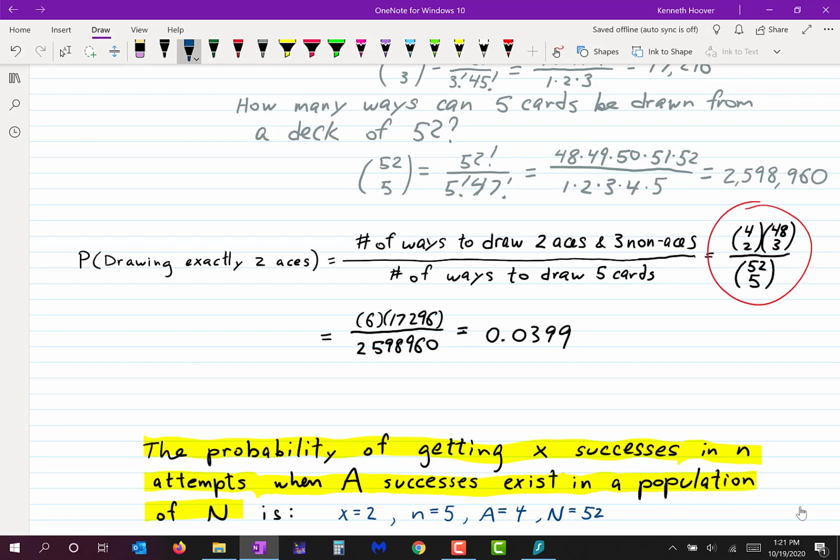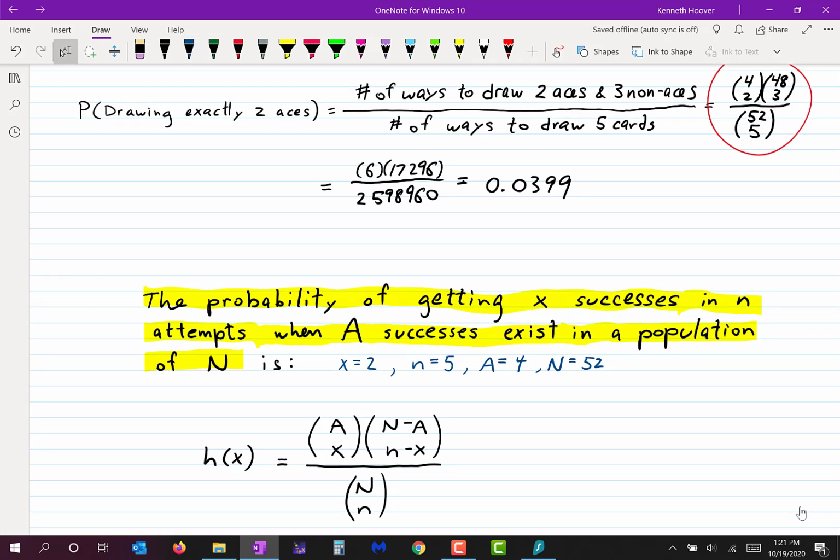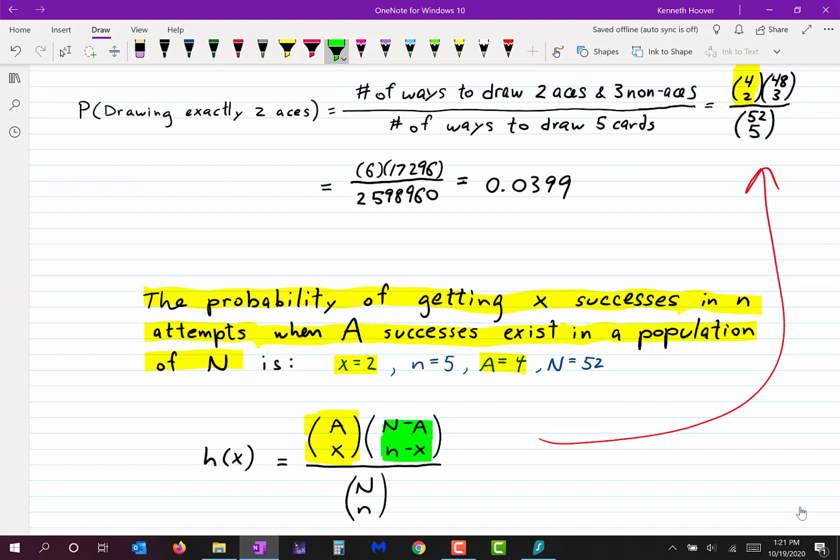Okay? Now here's the formula that we followed. We didn't know it at the time, but there's the formula that we followed. A choose X times capital N minus A choose little n minus X divided by capital N choose little n. Let's look up here and see that that's exactly what we did. So A choose X, that's 4 choose 2, we did that right here. And then N minus A choose n minus X. So that's 52 minus 4, which is 48. Choose 5 minus 2, which is 3. So we did that right there.